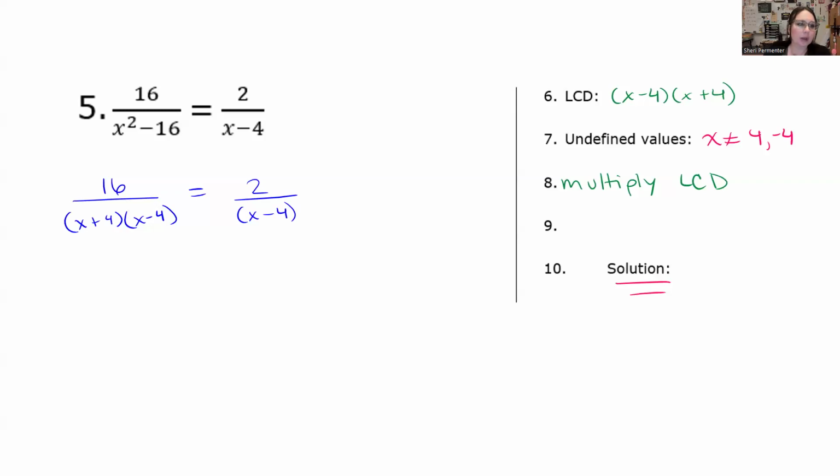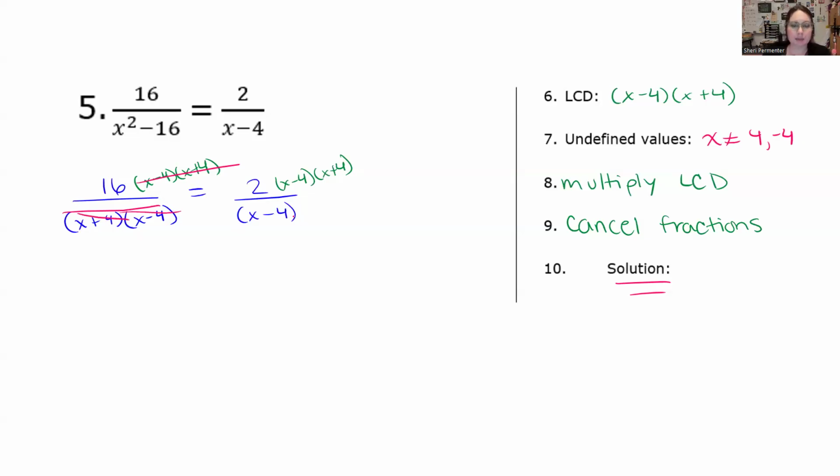And now we're ready to multiply by the LCD to cancel out the fractions, or denominators. I don't care how you want to phrase it to yourself. So we've got x minus 4 times x plus 4. Remember, we're only multiplying the numerators. X minus 4 and x plus 4. And then we will cancel out any common factors. Starting with the first term, the whole denominator is going to cancel, and I'm just going to be left with 16. All this cancels.